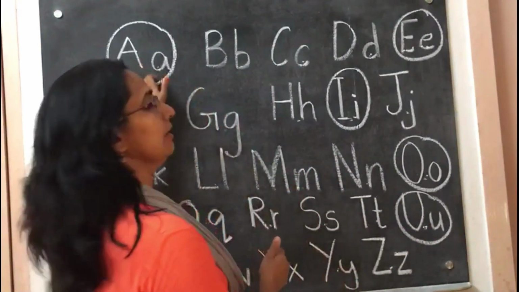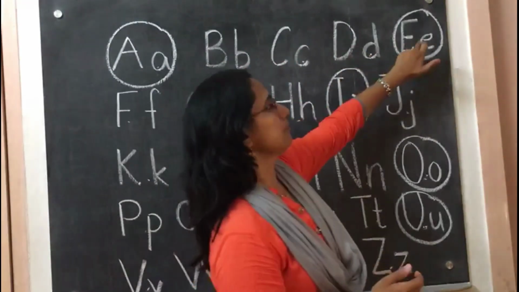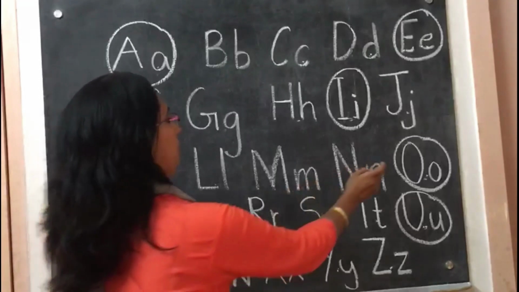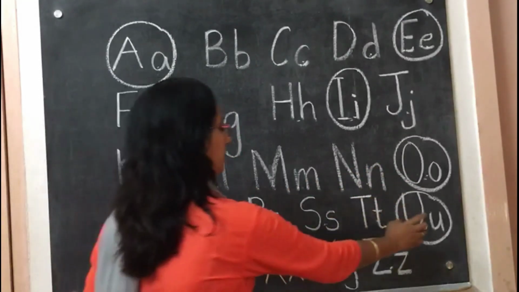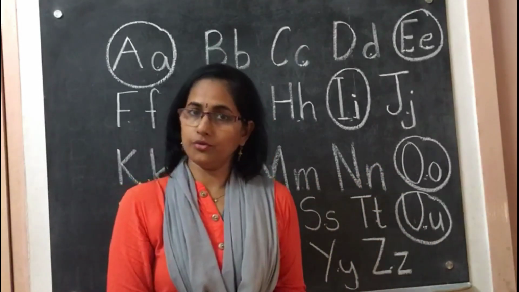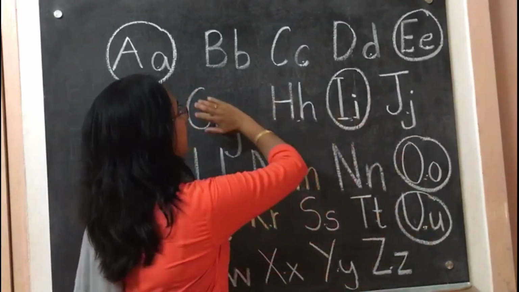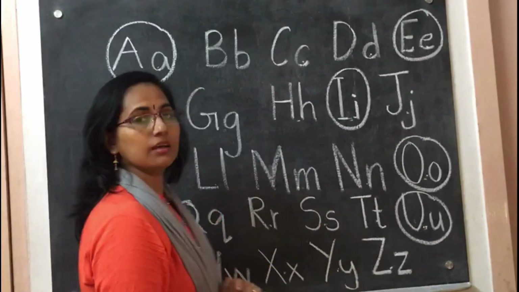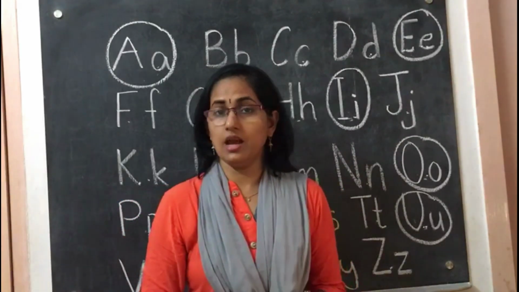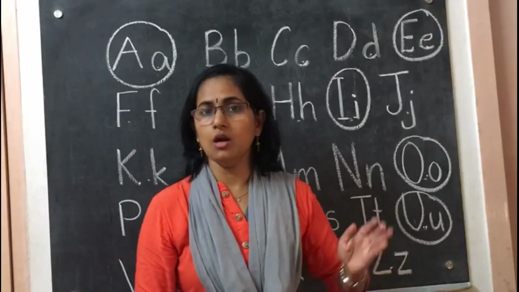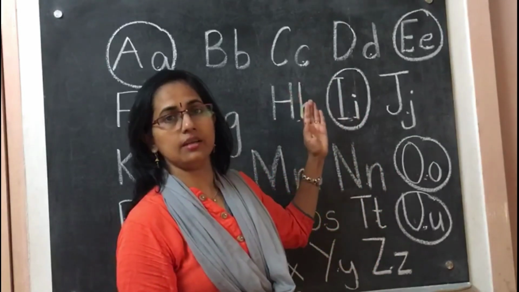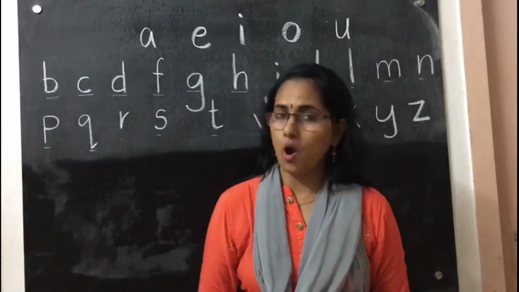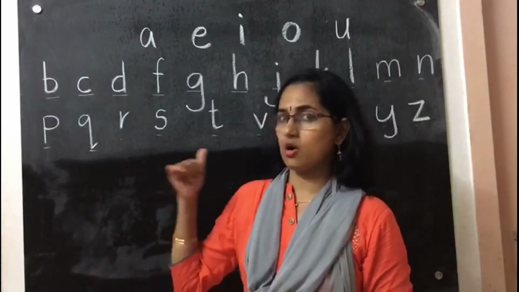They are A, E, I, O, U. Right? Okay. The remaining letters like B, K, D, J and all these things, they are consonants. And today we are going to join both the consonants and vowels together. Now let's see how to join vowels with a consonant.